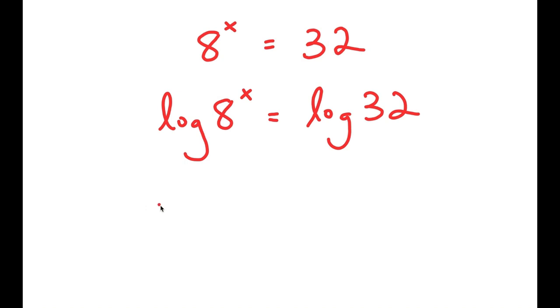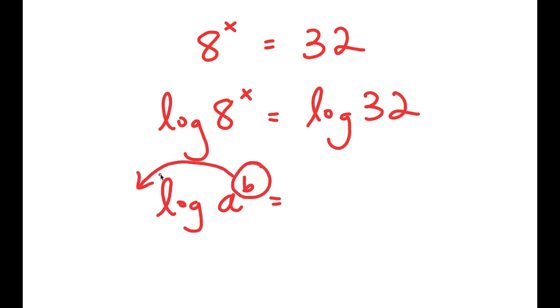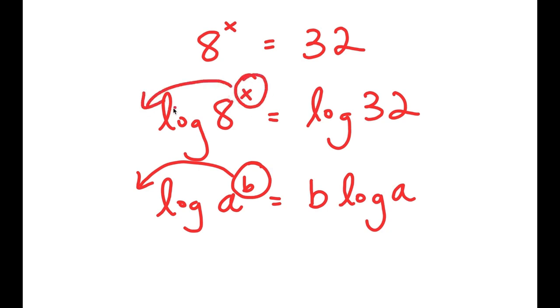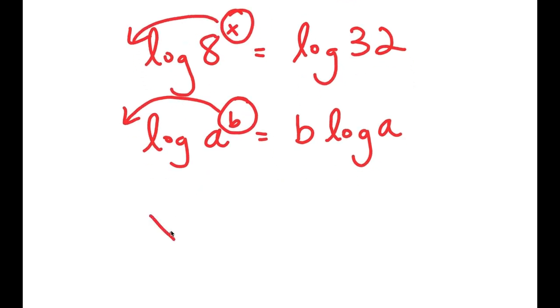Now if I have something in the form log of a to the power of b, I can move this exponent b to the front of the logarithm. So this turns into b times log a. So log a to the power of b is equal to b times log a. In the case of log 8 to the power of x, we can think of x as b, so we can move x to the front of the logarithm. So I get x times log of 8 is equal to log of 32.